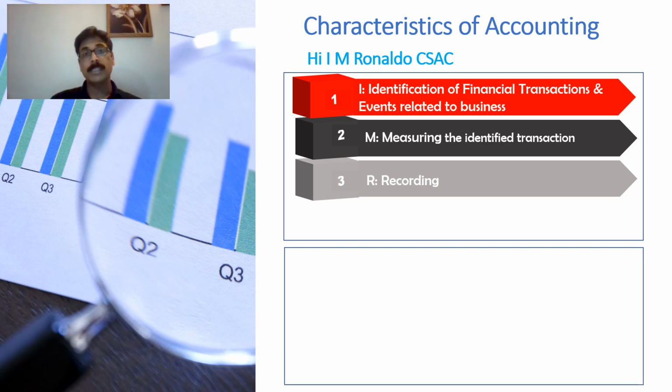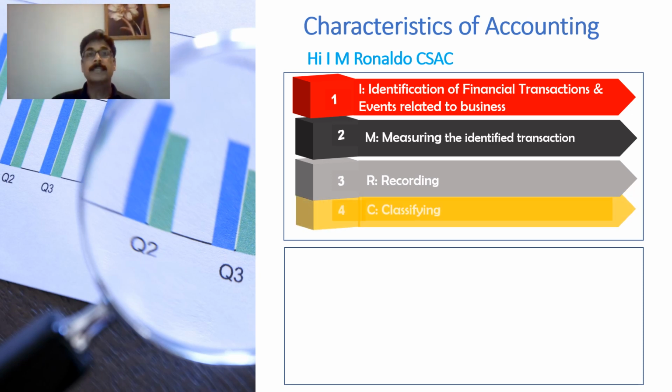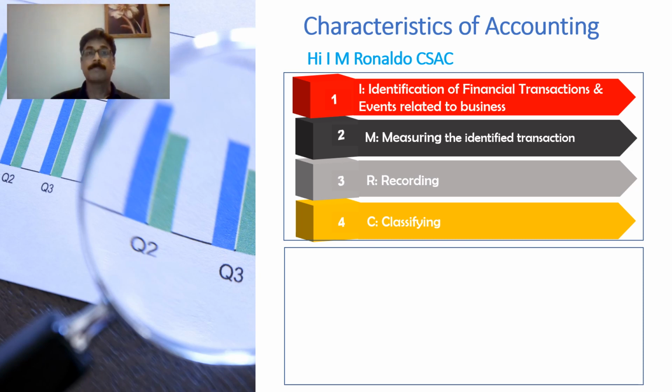So the fourth in the CZAC is C. C refers to classification. We group all the transactions of a similar nature under one roof, under one table, under one bucket. We categorize all the transactions of a similar nature and then record them so that it will be easier to understand what those transactions are.